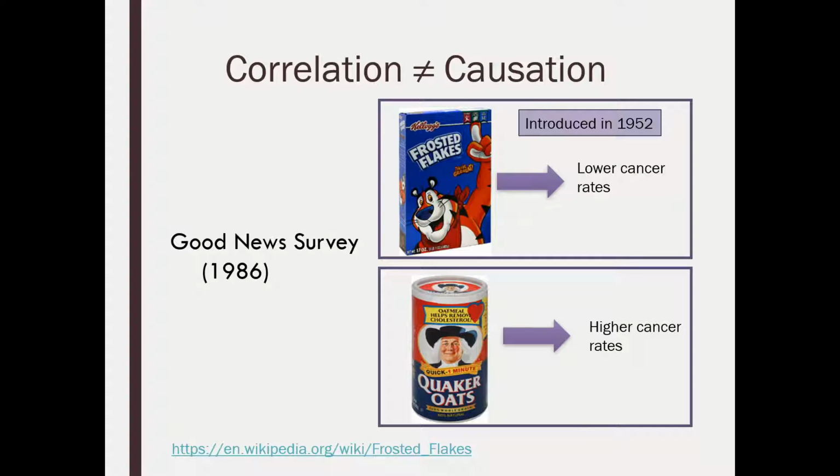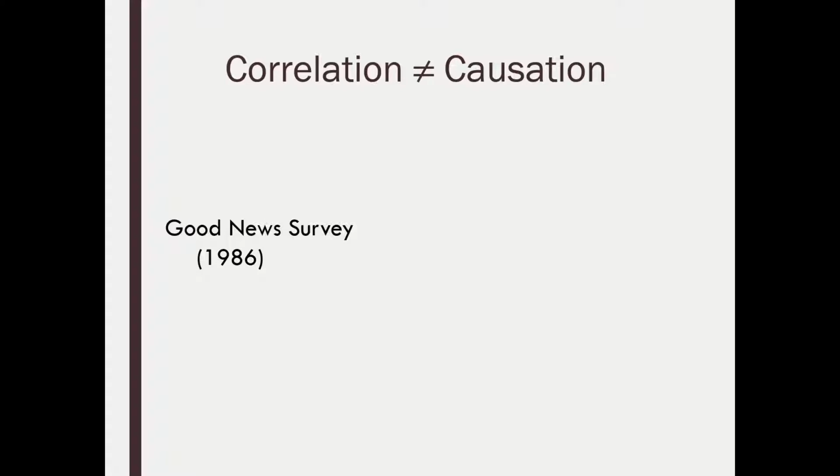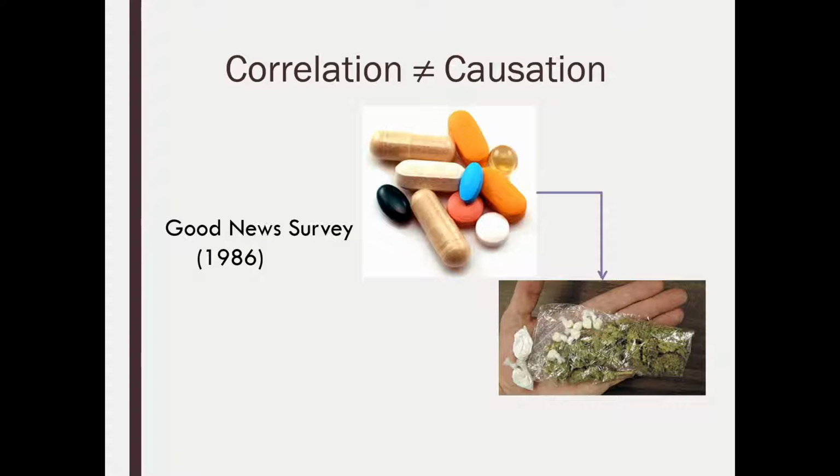Let me give you one more example. Still focusing on the Good News Survey. They found that people who reported having taken vitamin pills as children were more likely to report having used illicit drugs as adults. And remember, in 1986, everything that you're seeing in that picture was an illicit drug.